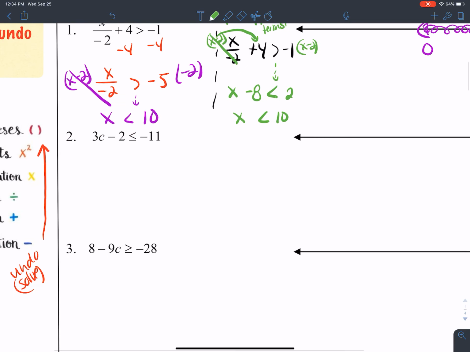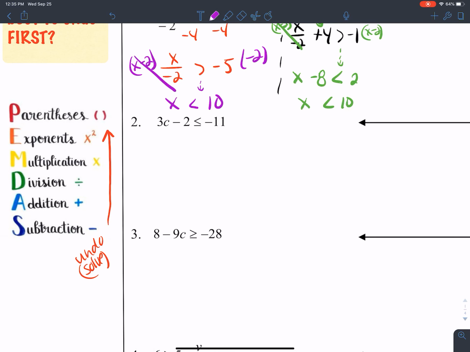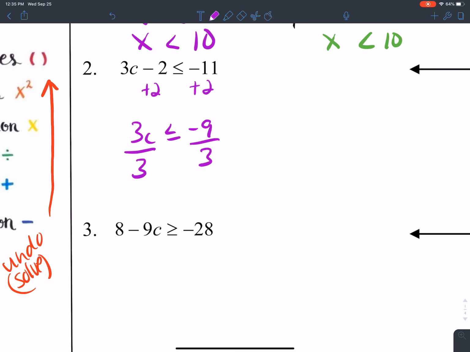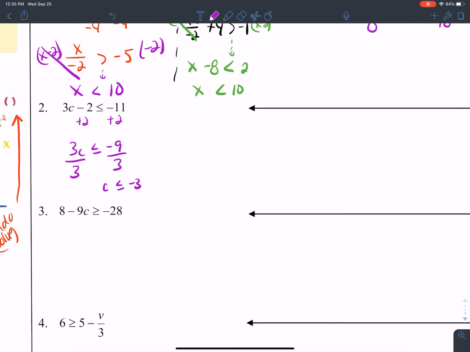So let's move on to number 2. Again, I see multiplication and subtraction, so I'm going to want to undo subtraction first by adding 2 to both sides. And this is -9. Now here I'm dividing by 3. That's not a negative number. The number that I chose to divide by is positive, so I do not need to do anything with the sign. We'll graph the solution. So a closed circle at -3, and -3 is bigger than all of my c values, so I'll shade left.